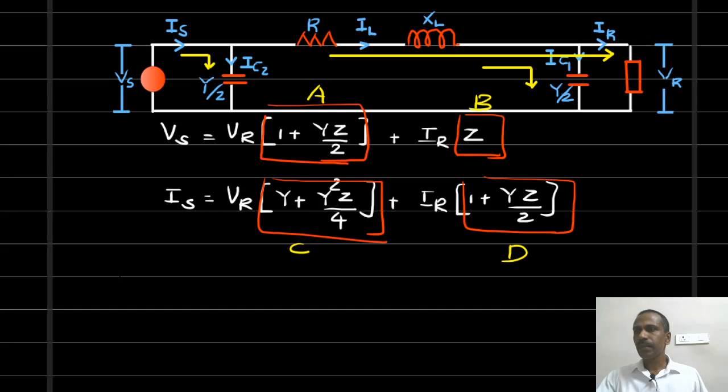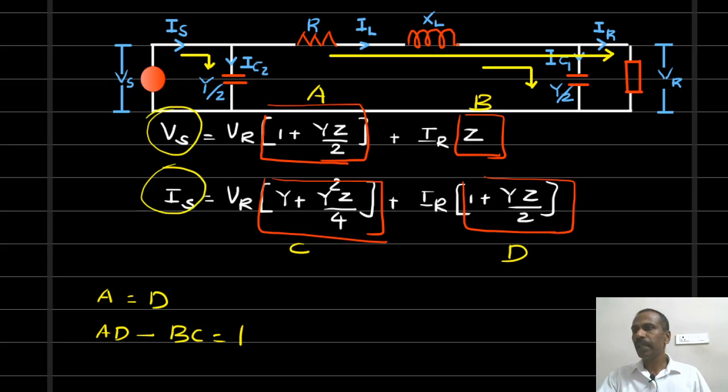For any network, A will be equal to D and AD minus BC will be equal to 1. Now if you know the impedance and admittance of the network, you can easily find out ABCD constants. Once you get the ABCD constants, if you know the receiving end voltage and the receiving end current, we can find out the sending end voltage and the sending end current.